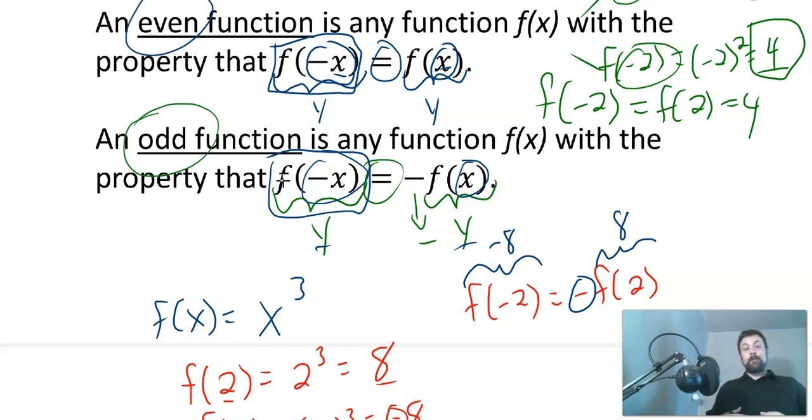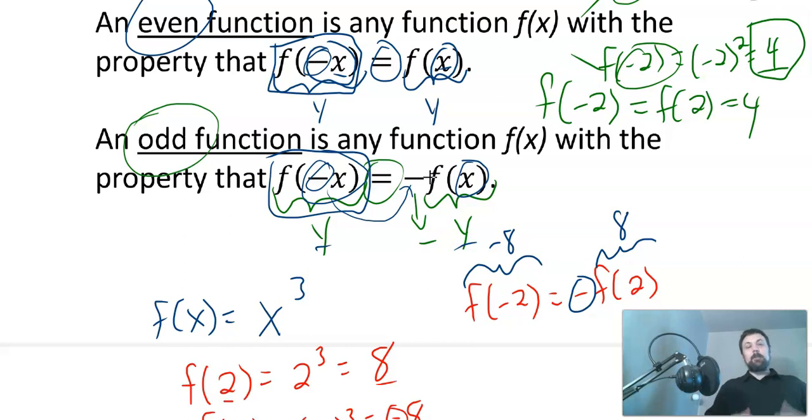So what you want to do is look at f of negative x and see what it does with that negative sign. If it ignores it and just gives you the answer f of x, then it's an even function. If it takes the negative sign and just processes it and puts it outside the function, then it's an odd function. And if it does anything else, it's neither, right?